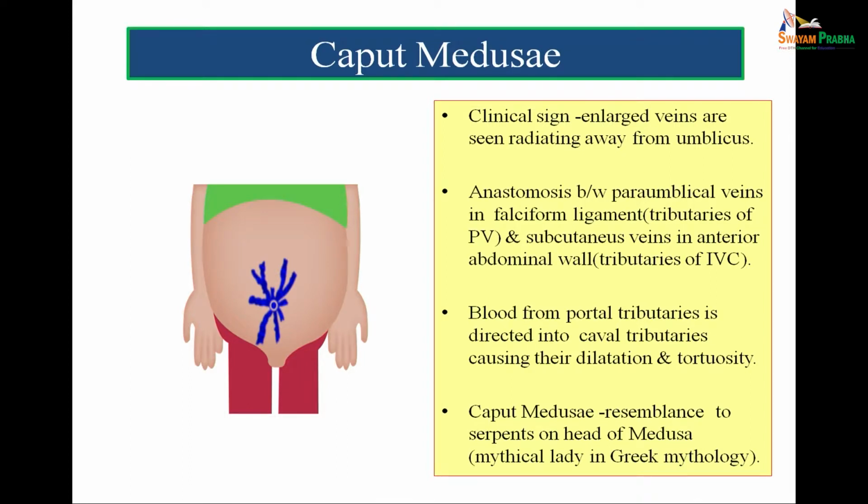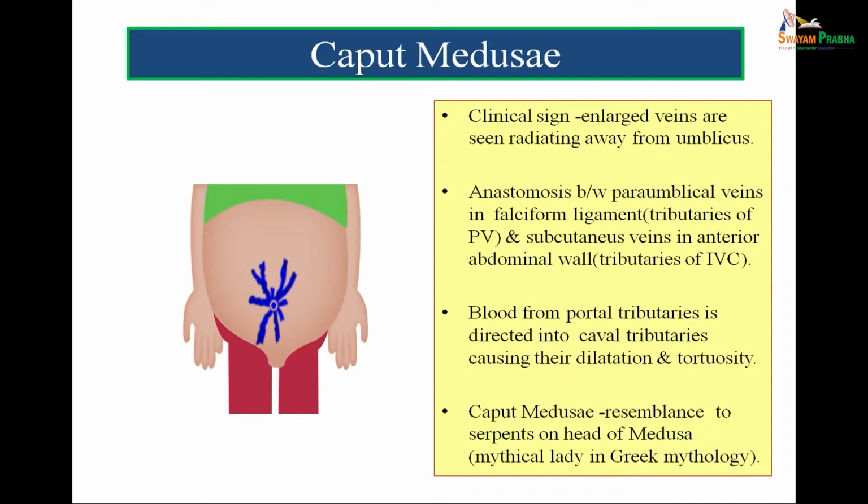Here what is happening is that the anastomosis between the paraumbilical veins in the falciform ligament, now these paraumbilical veins are coming from the left branch of the portal vein. So, they are the portal component, and subcutaneous veins in the anterior abdominal wall, they are tributaries of the inferior vena cava. So, this is the systemic component. So, this anastomosis has opened up here. Blood from portal tributaries is directed into caval tributaries, causing their dilatation and tortuosity.